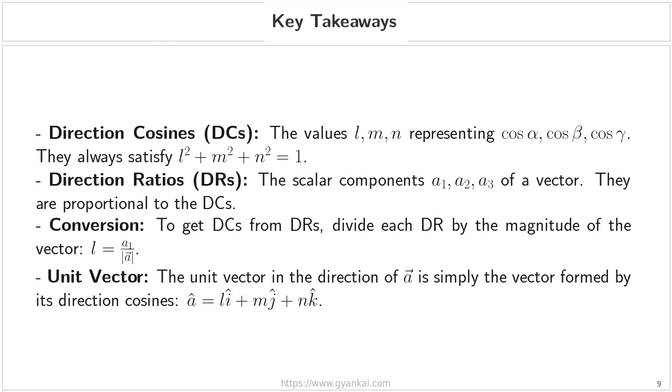Finally, let's look at the unit vector. The unit vector in the direction of vector A is simply the vector formed by using its direction cosines as the components. We write this as a hat equals L i hat plus M j hat plus N k hat.